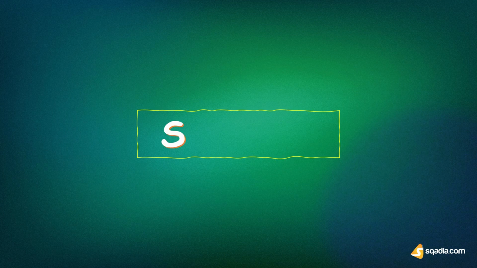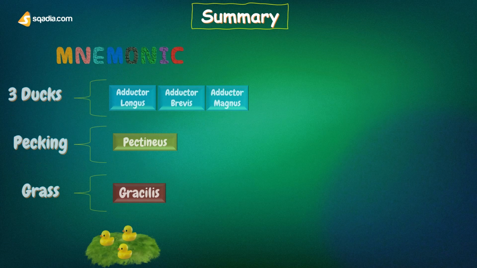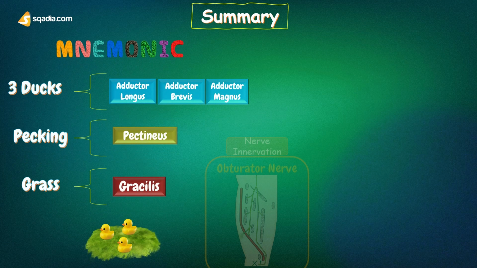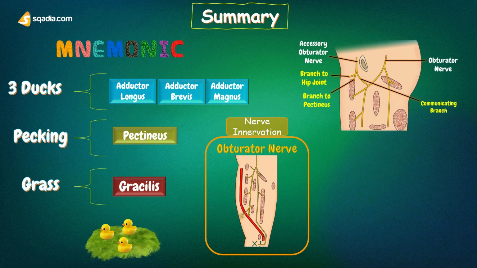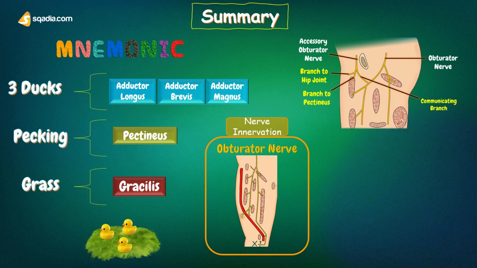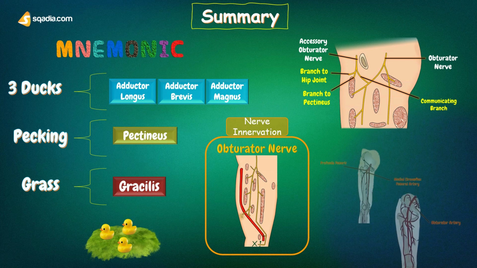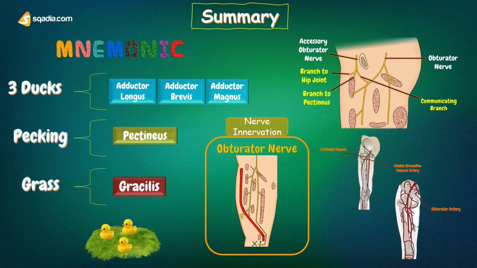A quick summary of what we learned. The muscles of the adductor compartment of the thigh can be remembered by this easy mnemonic. They are innervated by the obturator nerve. In about 30% of the individuals, other than the obturator nerve, a nerve called the accessory obturator nerve also supplies the medial compartment of the thigh. The compartment is supplied by the profunda femoris artery and its medial circumflex artery branch and obturator artery.